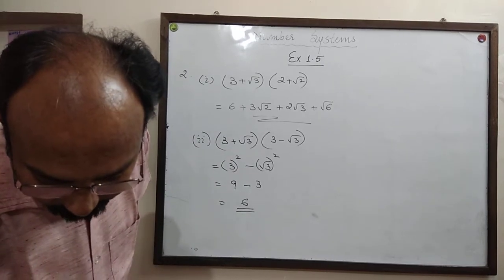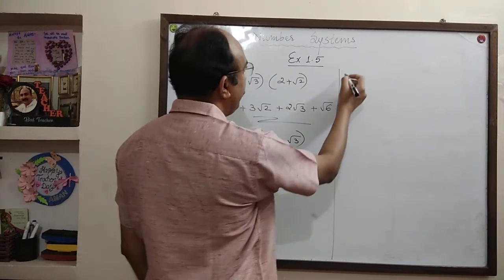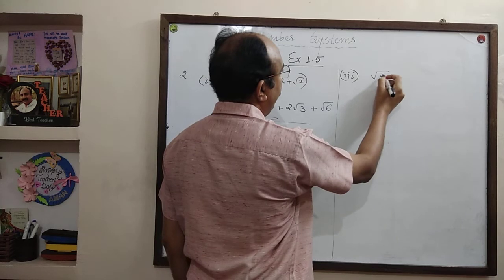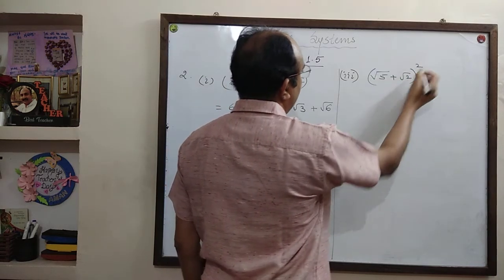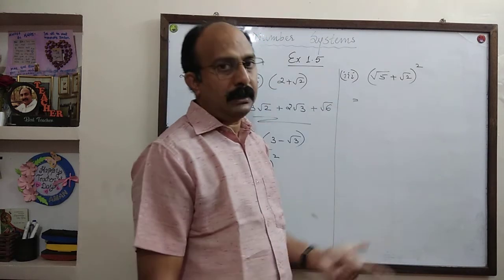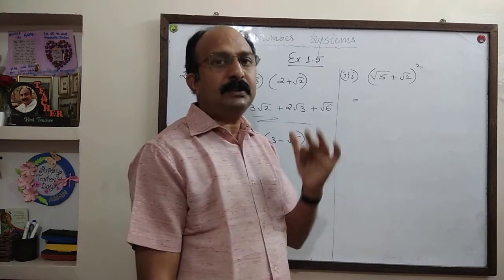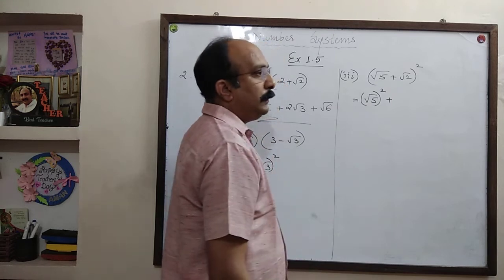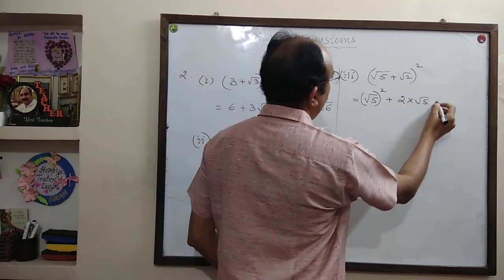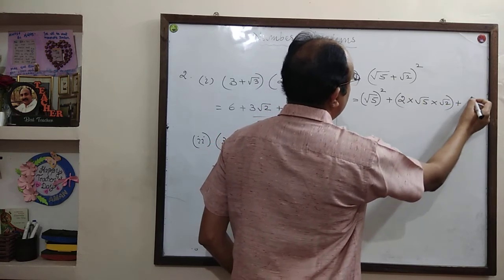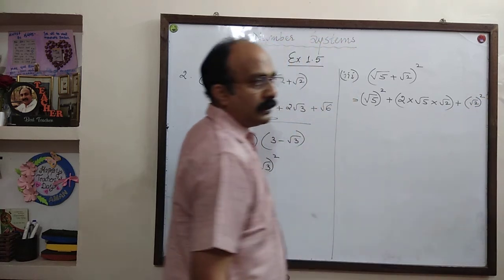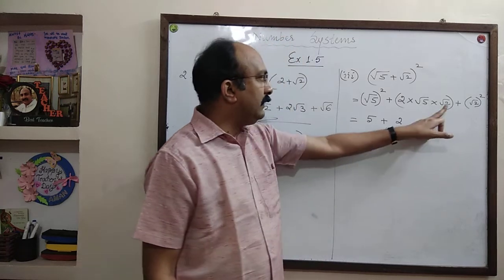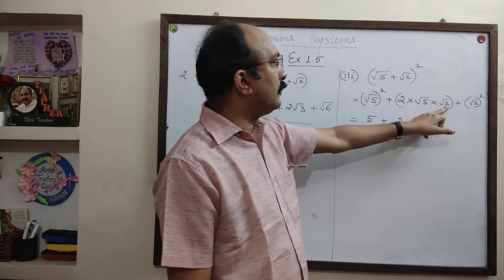Question number 3. Root 5 plus root 2 the whole square. This is in the form of a plus b the whole square. What is a plus b the whole square? A square plus 2ab plus b square. So expand it using the formula. Root 5 the whole square, a square, plus 2ab, 2 into root 5 into root 2, plus b square. B square means root 2 the whole square. It is root 5 the whole square is 5, 2 into root 5 into root 2. Yes, this time we can multiply root 5 and root 2.